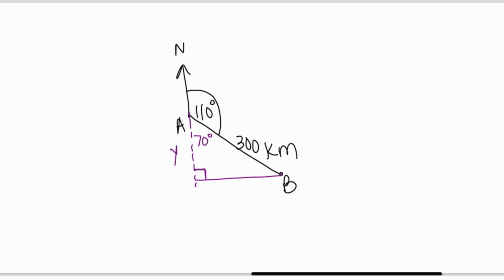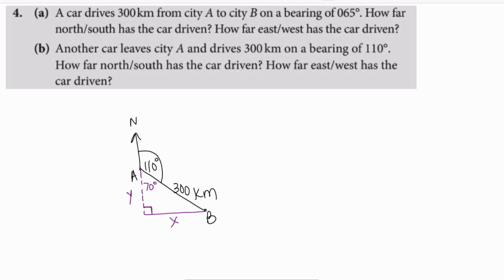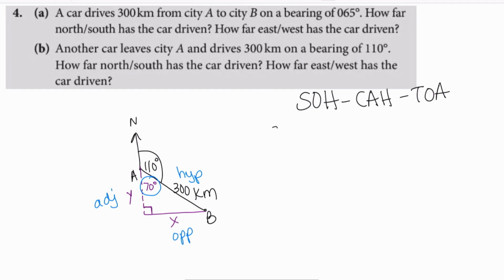This would be y because it's vertical. This is x because it's horizontal. And I can still set up SOH-CAH-TOA exactly the same way. According to the 70-degree angle, x is now opposite, y is adjacent because 300 is still the hypotenuse. The sine of 70 degrees is opposite over hypotenuse. The cosine of 70 degrees is adjacent over hypotenuse.